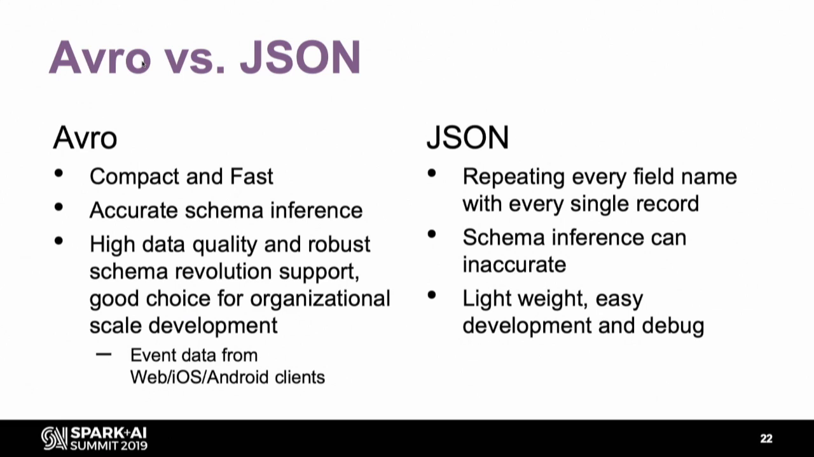It is a good choice for organizational scale development. For example, there is a big team building an online product, and it requires collecting data from web, iOS, and Android clients. To guarantee the data quality from all kinds of clients, and to make sure the schema is compatible in multiple releases, Avro is a better choice in this scenario. For the initial development, JSON is a good choice because the development is super easy as well as the debugging.